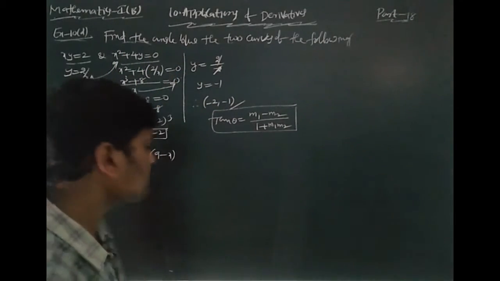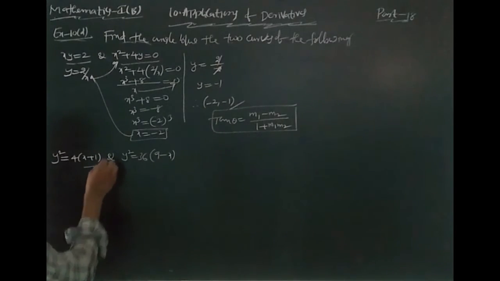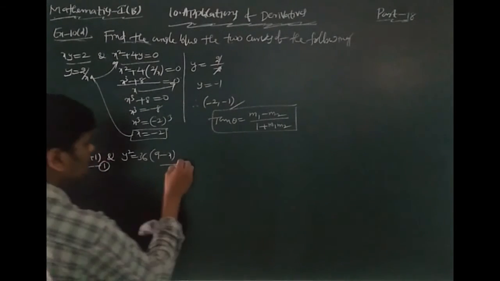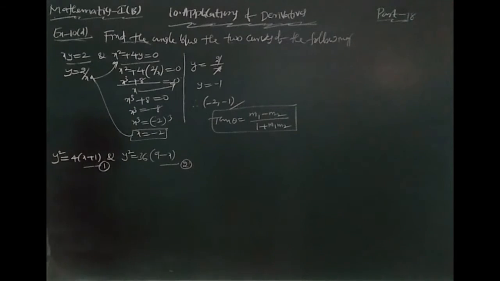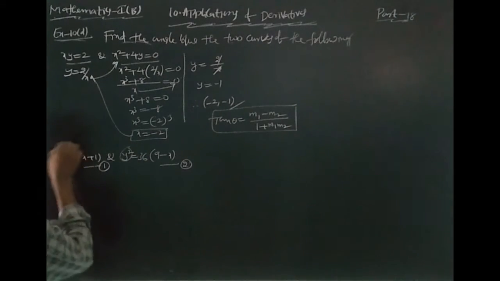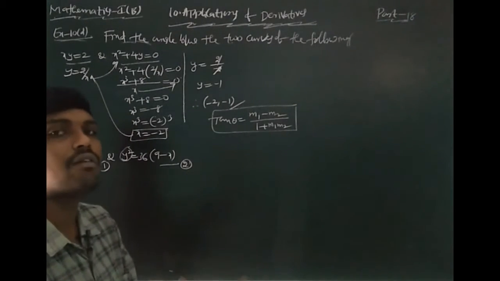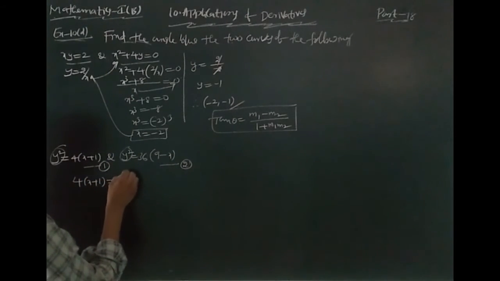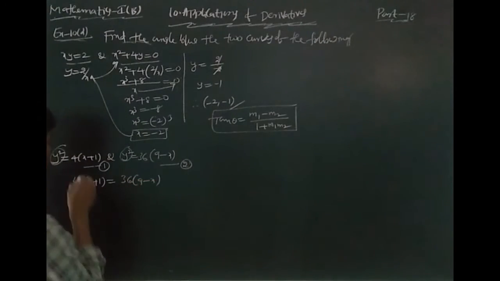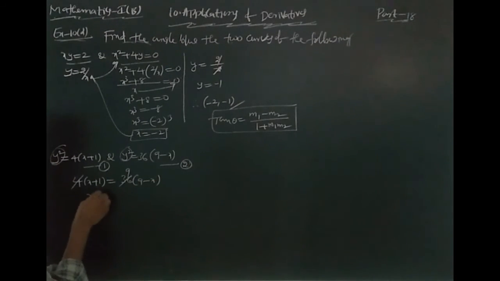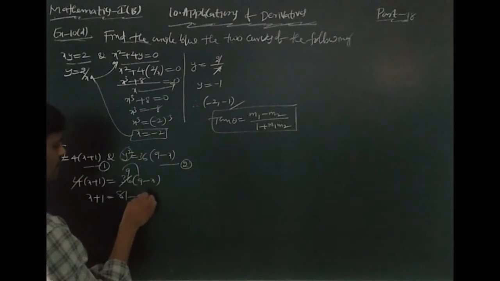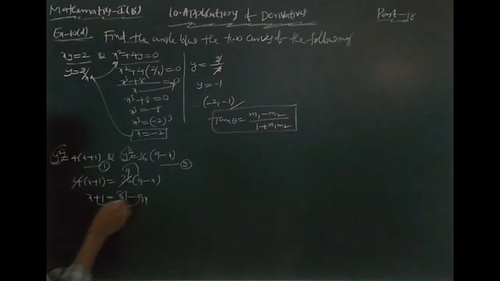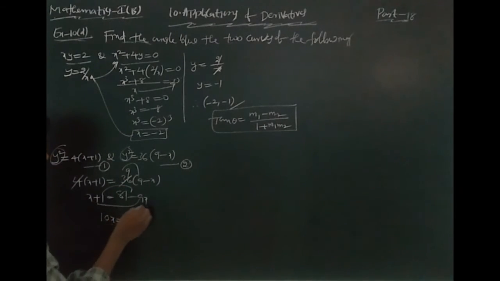You can solve it. After that, y square equal to 4 into x plus 1 is given. Here also y square equal to 36 into 9 minus x is given. In these two equations, the LHS parts are equal, so the RHS must also be equal. You can write 4 into x plus 1 equal to 36 into 9 minus x. 4 ones are 4, 4 nines are 36: x plus 1 equal to 9 minus x. So 9x plus x, 10x is equal to 81 minus 1, that is 80. 10 eights are 80, so the x value is 8.